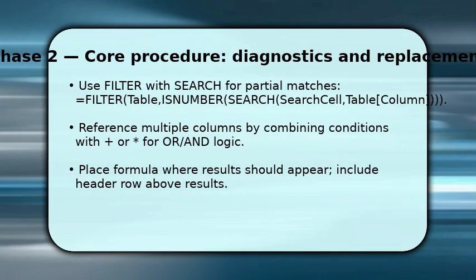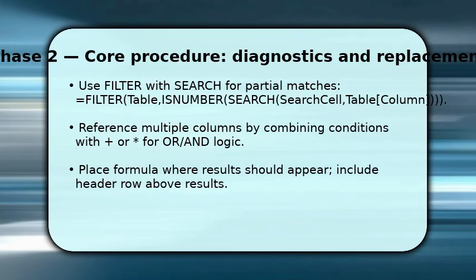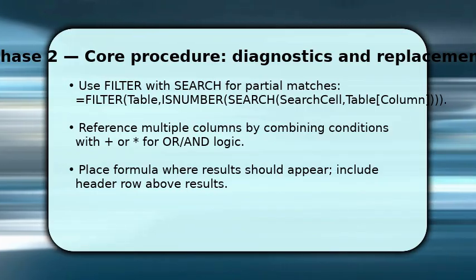Now you implement the search logic with FILTER. In an Excel 365 workbook, write a formula such as =FILTER(table, ISNUMBER(SEARCH(search cell, table column)), "No matches"). This returns rows where the search cell text appears in the column. For multiple columns, combine conditions: ISNUMBER(SEARCH) plus ISNUMBER(SEARCH) gives OR behavior, multiply for AND.